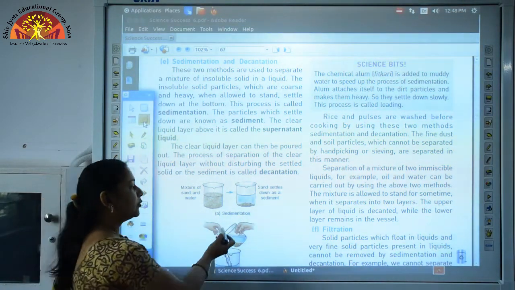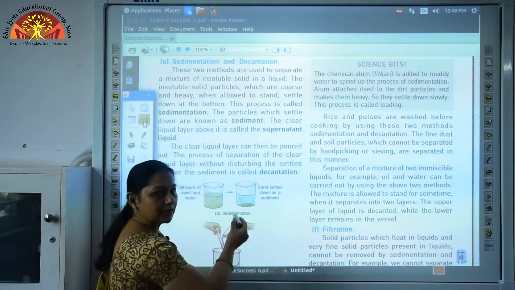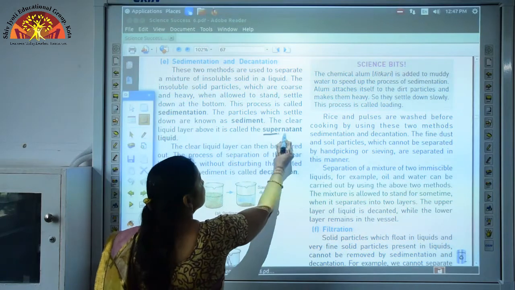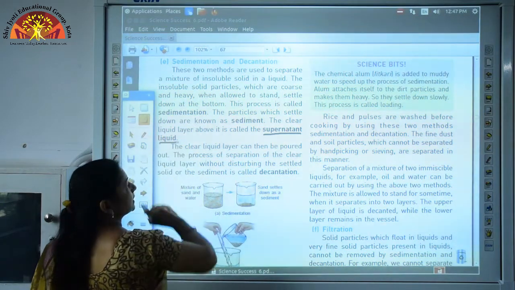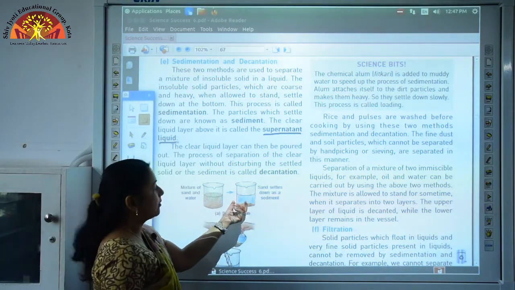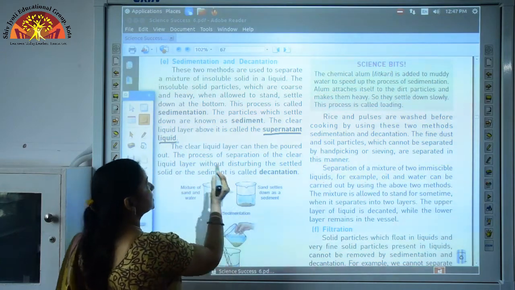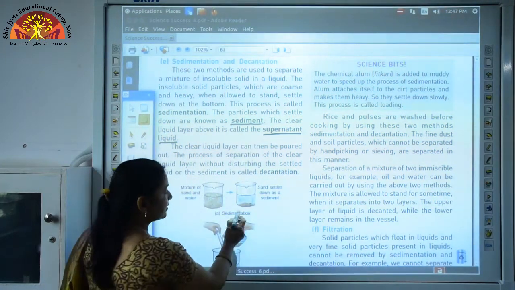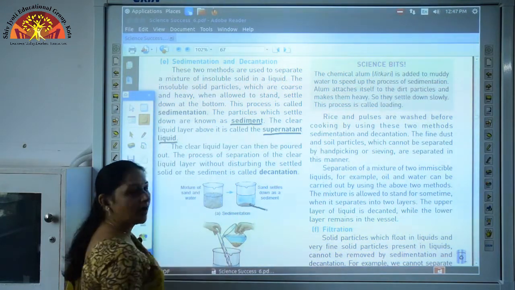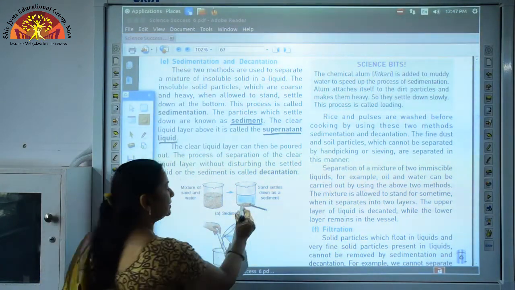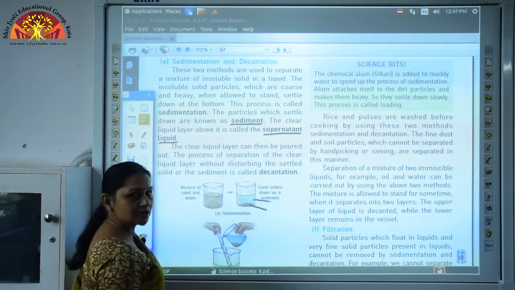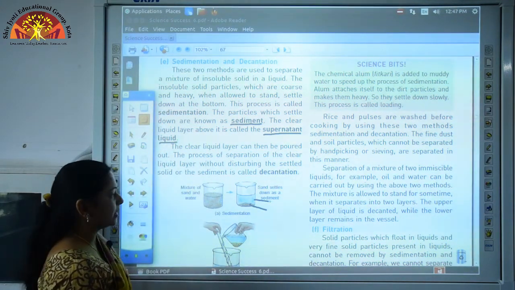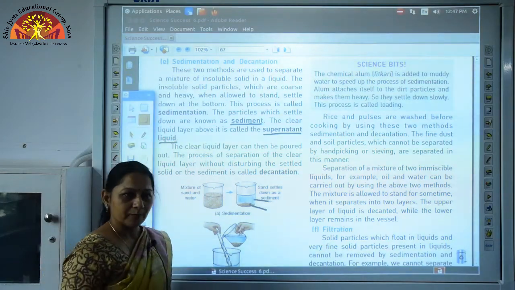And this process is called sedimentation. When I pour out the clear liquid, which is called supernatant liquid, the clear liquid which is just above the sediments... The particles which have settled down are called sediments, and the clear liquid which floats on top is called the supernatant liquid. Now let us do it practically.